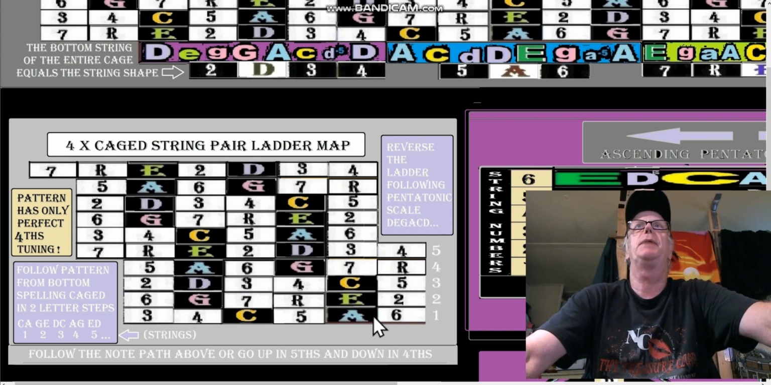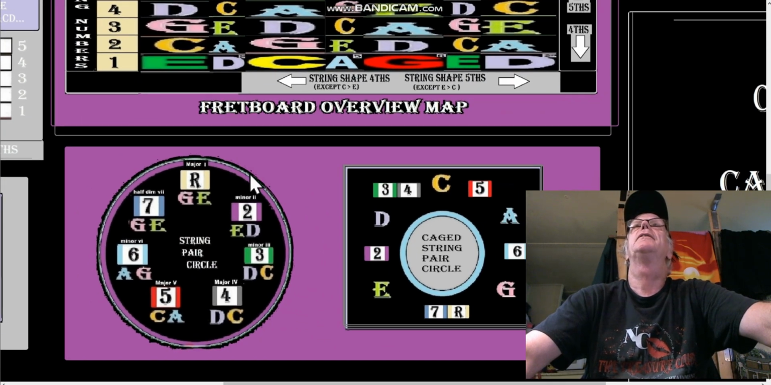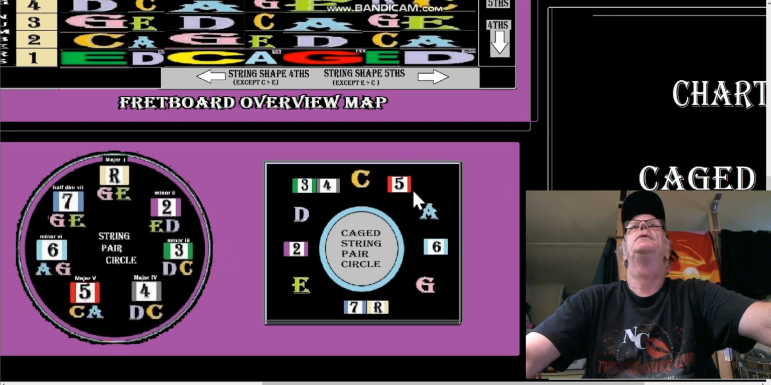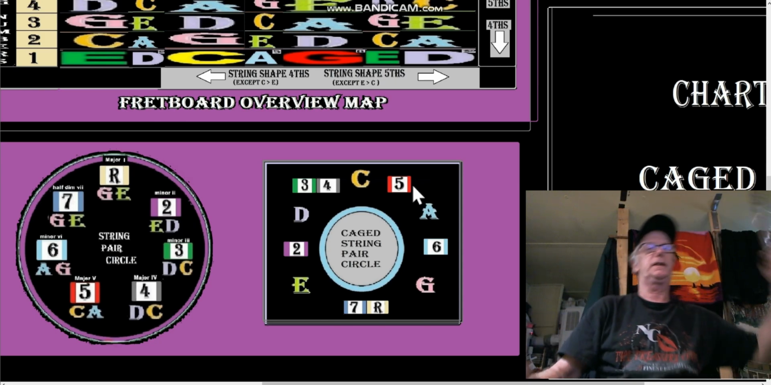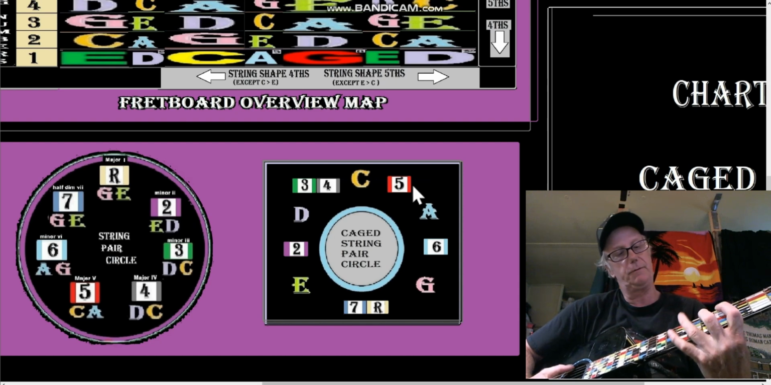Now here's a string pair because they share the 5. Now we can look at this. Do we have a sharing diagram? Yes, here's one of the sharing diagrams. Cage, string, pair, circle. So going from C to A shape, we share the 5. In the key of C, we would start with a C string shape, 3, 4, 5.